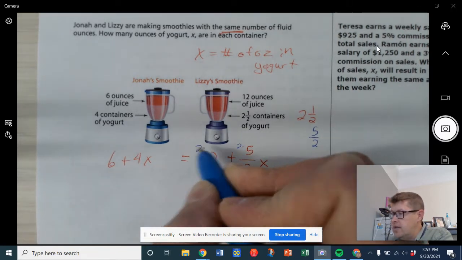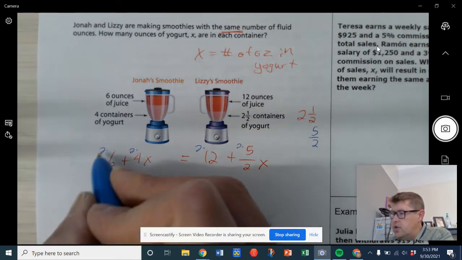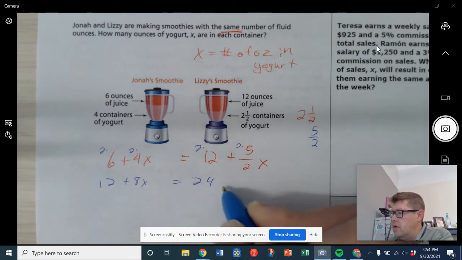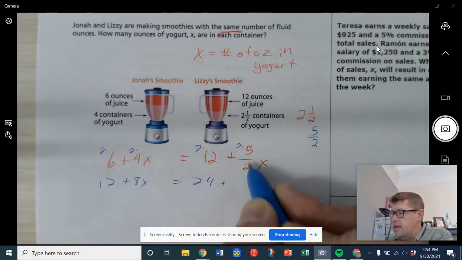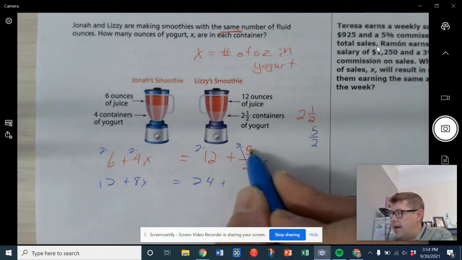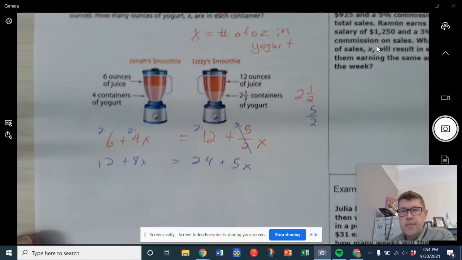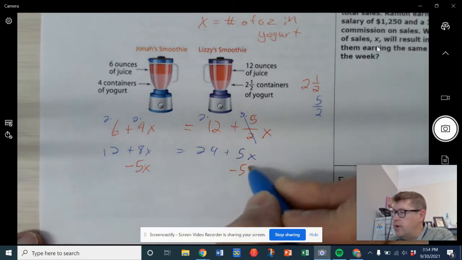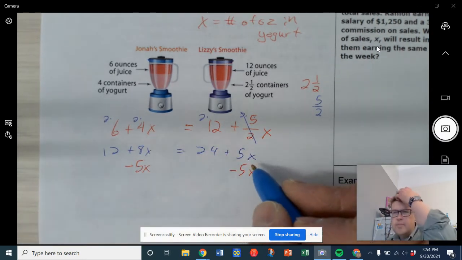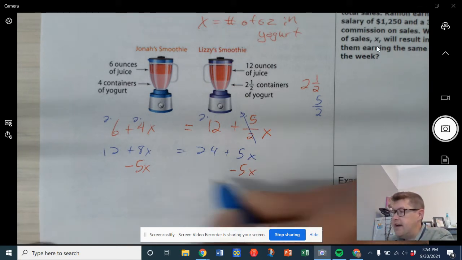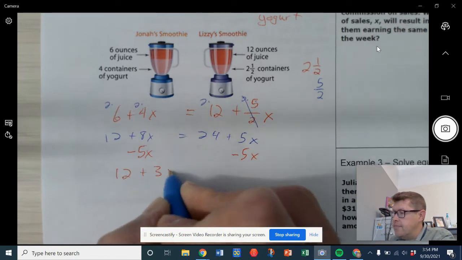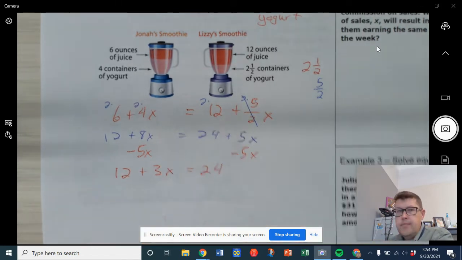2 times this, 2 times this, 2 times this, 2 times this. 2 times 6 is 12. 2 times 4 is 8. 2 times 12 is 24. And then 2 times 5 halves is 10 divided by 2, which is 5, so those cancel and we go back up to 5x. Now we want to bring this over here. An easy way to figure out whether you bring that to the left or to the right is to figure out which move will not give you a negative. If we subtract this 5 here, 8 minus 5 gets a positive 3. That's a good indication that we've done the right thing. All right, let me subtract 12.